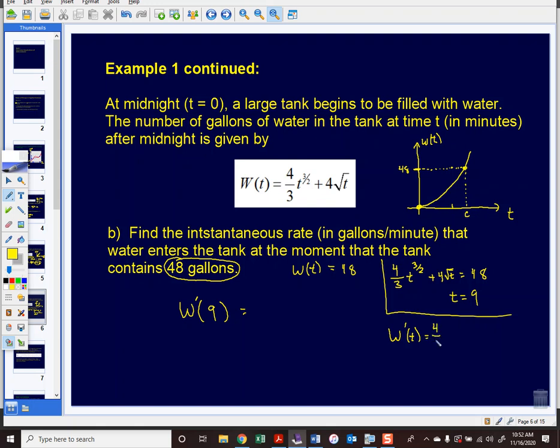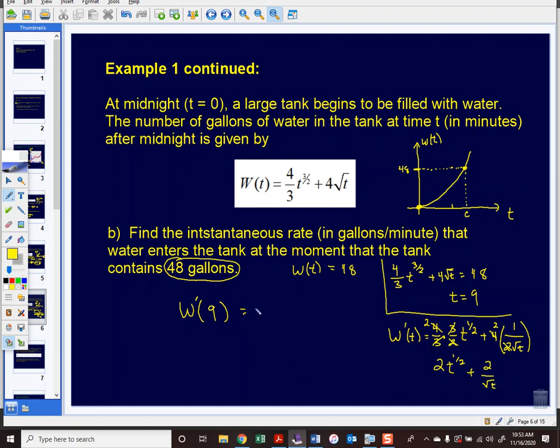So the first term, I'll keep the 4/3, and then I'll use the power rule. So bring 3/2 down. 3/2 is going to decrease to 1/2. And then with this other term, if you memorize that the square root function's derivative is 1 over 2 root x, this is going to be 1 over 2 root t. Simplify your coefficients a little bit. So this is going to be 2t to the 1/2. And over here, this 4 cancels this 2. So it's going to be 2 over square root t.